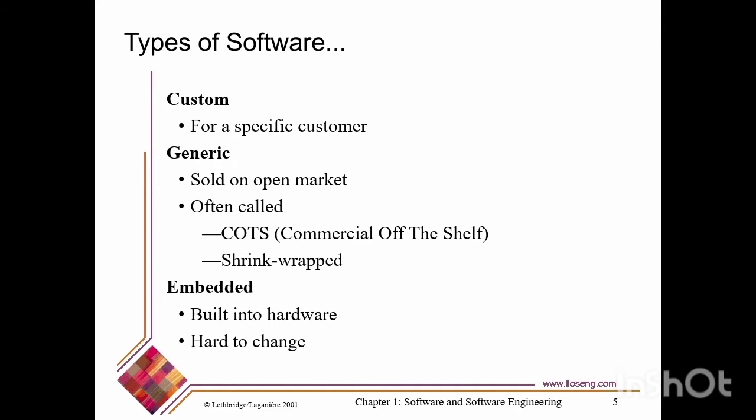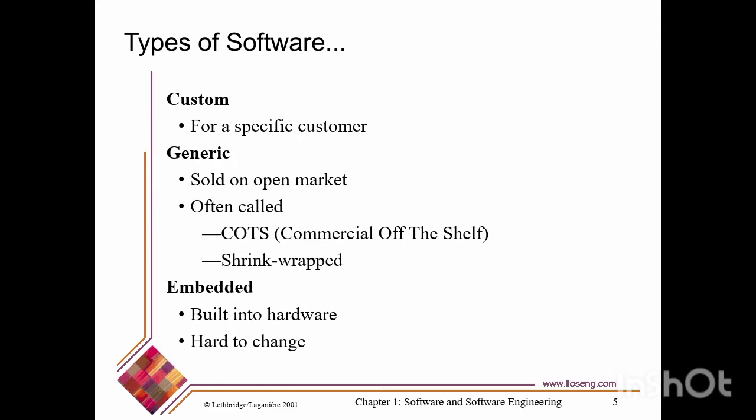Next, after the nature of software, we have to know the types of software. Three types: custom, generic, and embedded. Custom is for a specific customer. A software application designed for the requirements of a specific customer is called custom software. Generic software is sold on the open market, often called COTS, commercial off the shelf components, shrink-wrapped operating systems or packages. What we generally use in our computer systems is called generic.